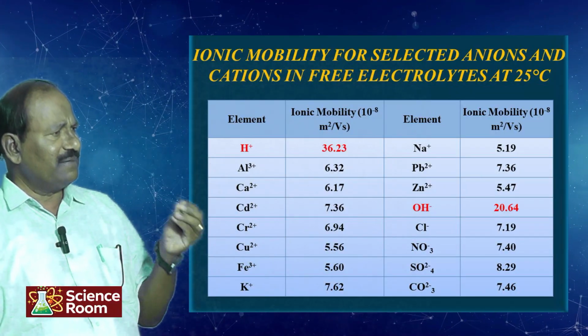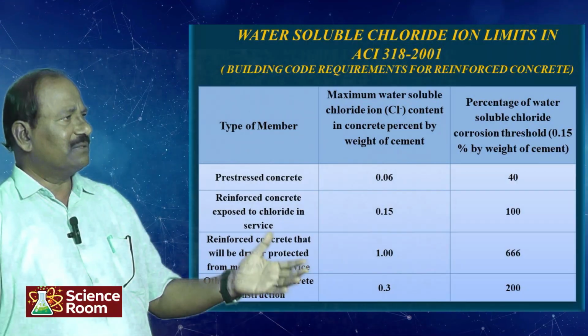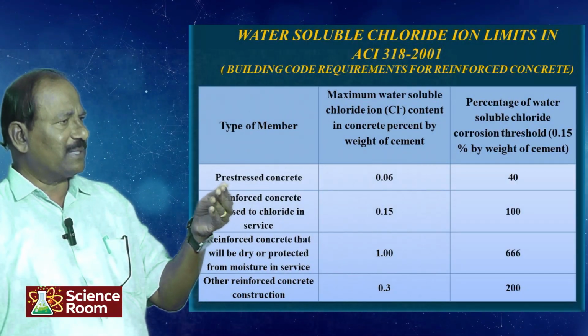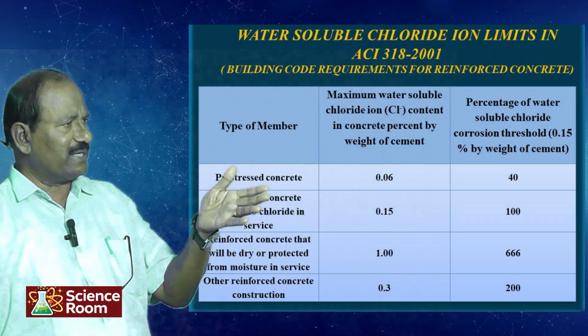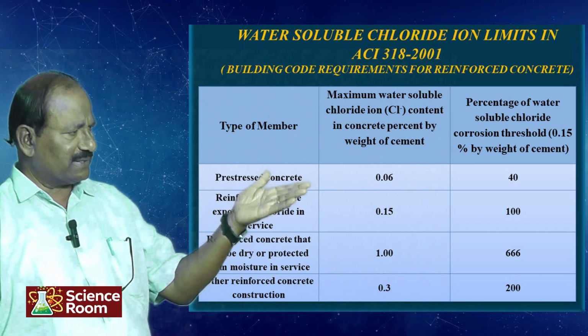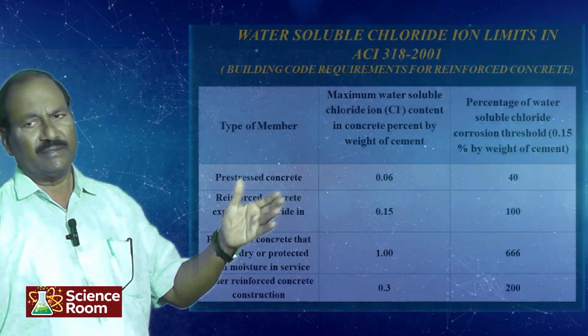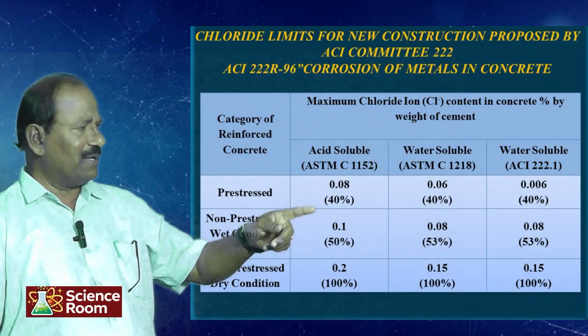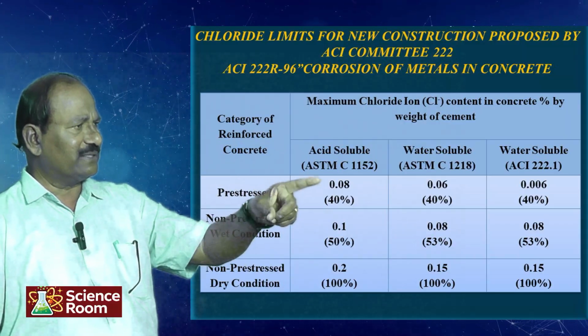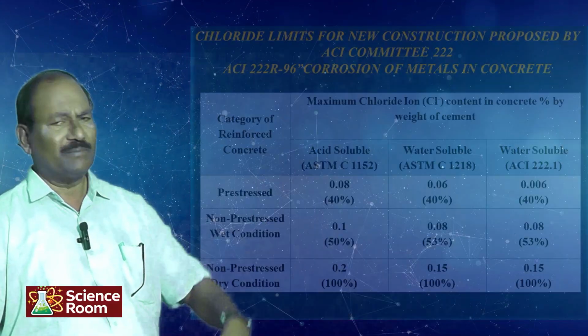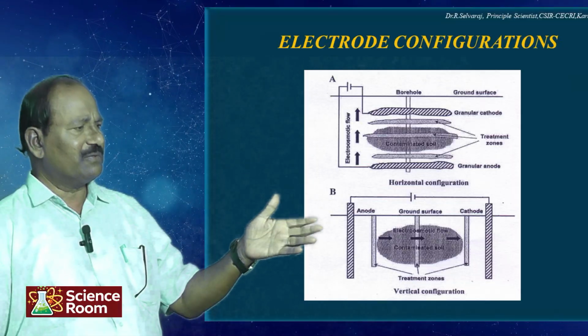These are the values. This is how much chloride and sulfate percentages can be there. Chloride percentages in pre-stressed concrete and reinforced concrete. Next is water soluble. This is how much chloride concentration by weight of cement. This is a pictorial view, self-explanatory.